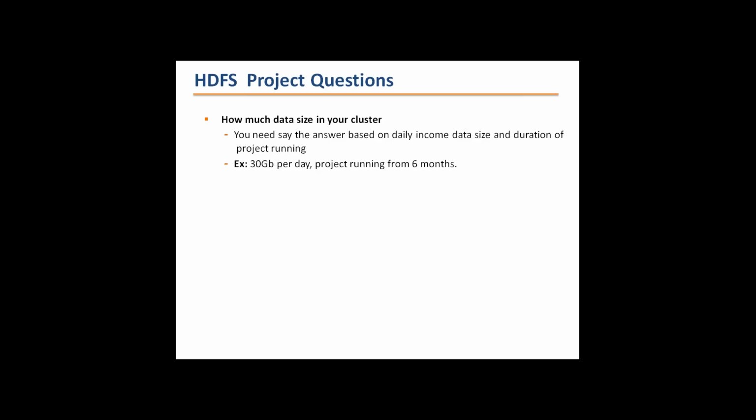So now, if I'm getting 30 GB per day and the application is running for 6 months, I can say monthly it's 1 terabyte and for 6 months it will be 18 terabytes. Why is it 18 terabytes? Monthly we are getting 1 terabyte, so 6 months you'll get 6 terabytes. But if we consider the replication factor 3, 6 into 3 gives 18 terabytes of data.